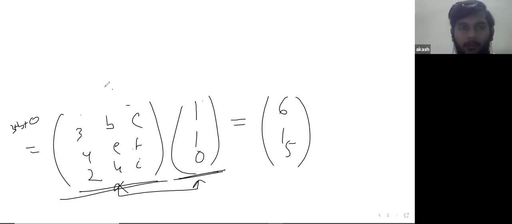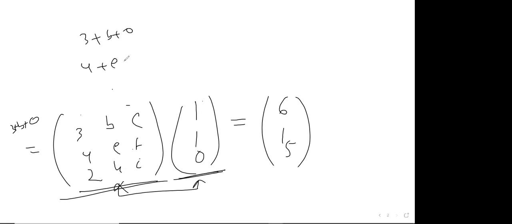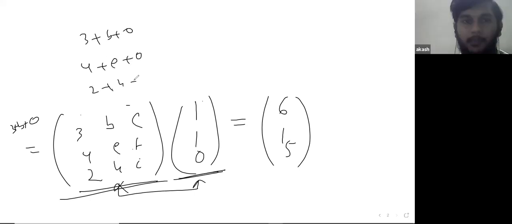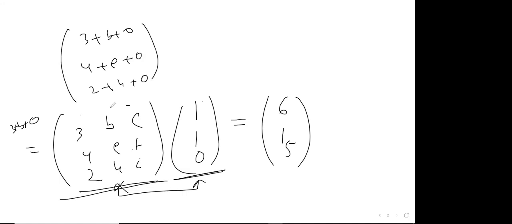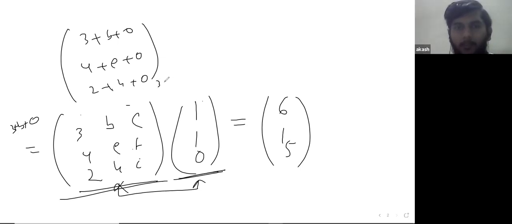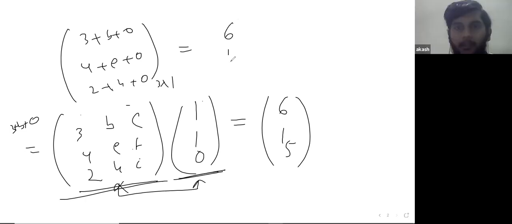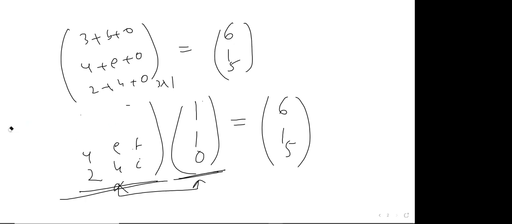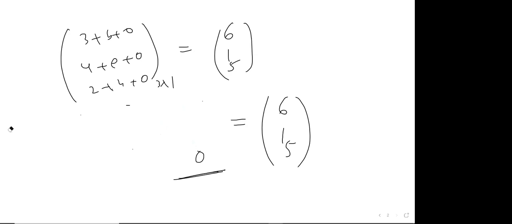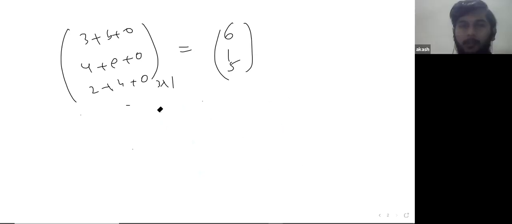So the matrix you will be getting is 3 plus b plus 0, 4 plus e plus 0, 2 plus h plus 0, right? Yes, this all combined in a 3 by 1. So this is a 3 by 1 matrix, right? Yes, sir. Okay. So this is equal to this, right? Yes, sir. So now equate these two and tell me the answer of b, e, and h.